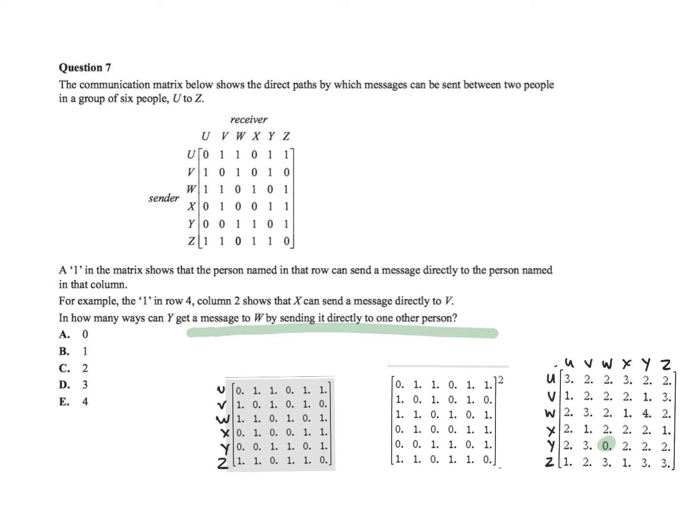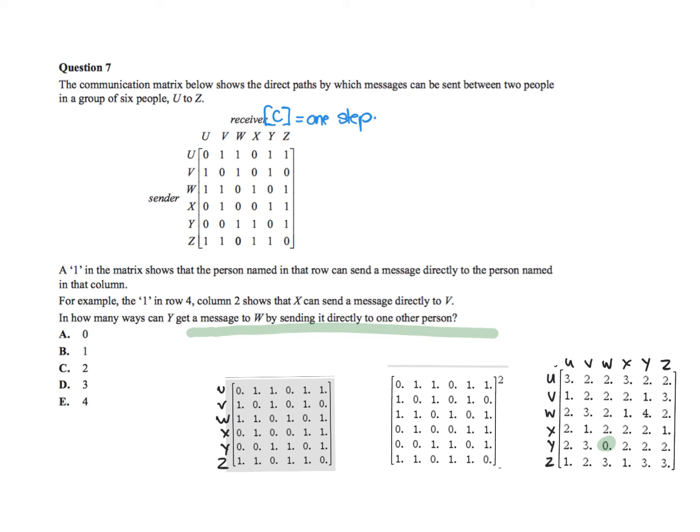Okay, so the communication matrix below shows the direct paths by which messages can be sent between two people in a group of 6 people, U to Z. So what they've just shown us there is what we call our plain C. This is communication 1 step. So just so you know, that's 1 step.